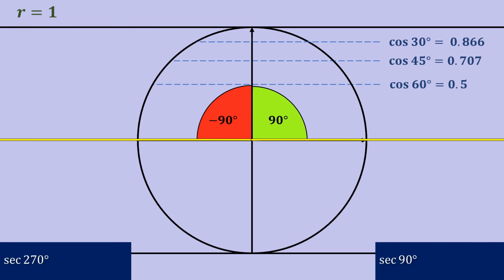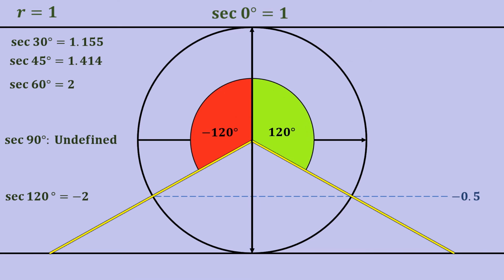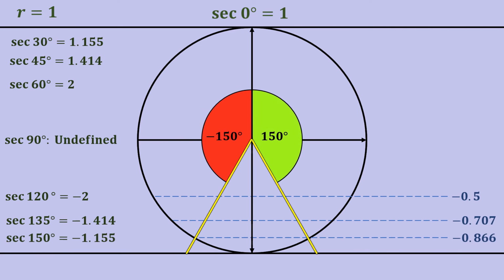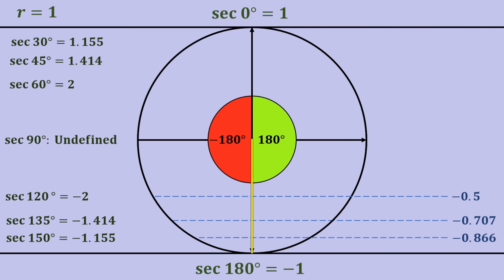At 90 degrees, the secant line does not intersect with any of the two tangent lines, so it just goes on forever. Also, the cosine at this angle is 0, so secant 90 is equal to 1 over 0, which is undefined because it has no valid answer. Remember, cosine is positive at the top and negative at the bottom, so the same thing applies to secant.